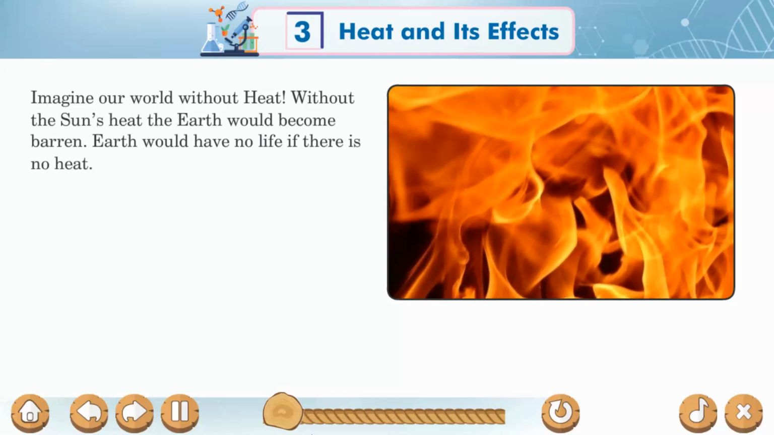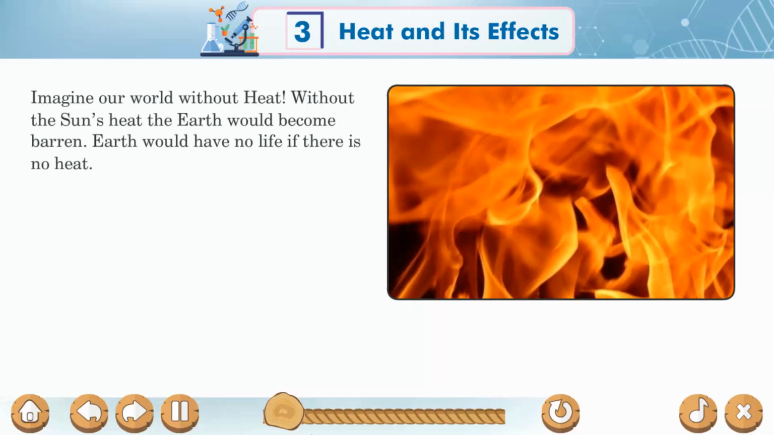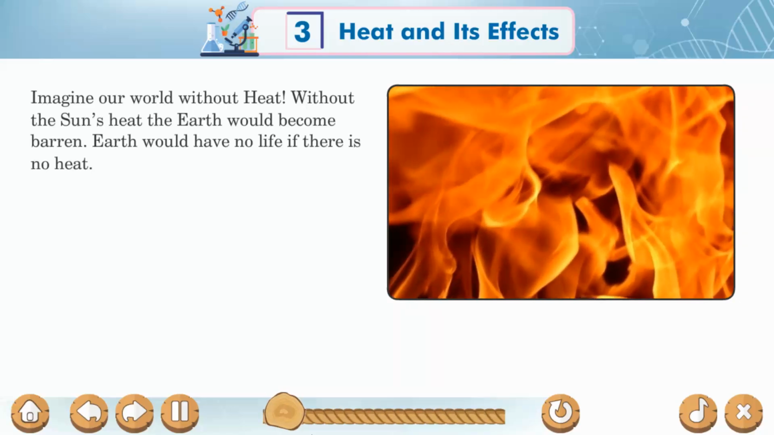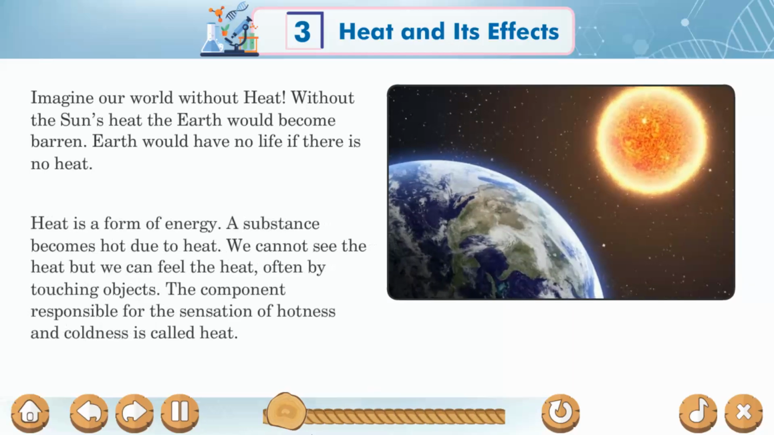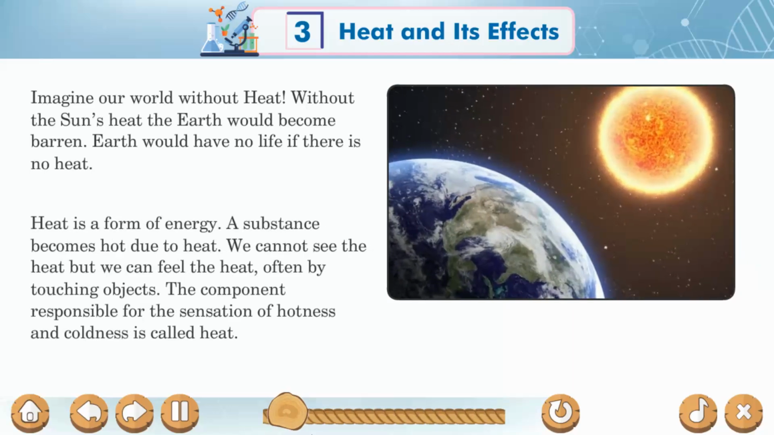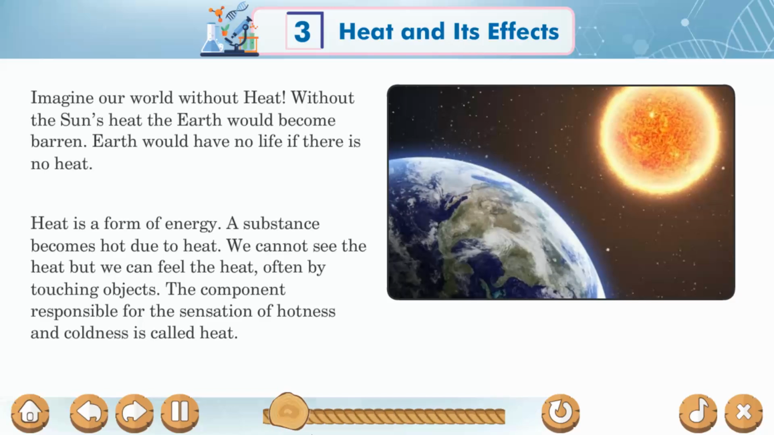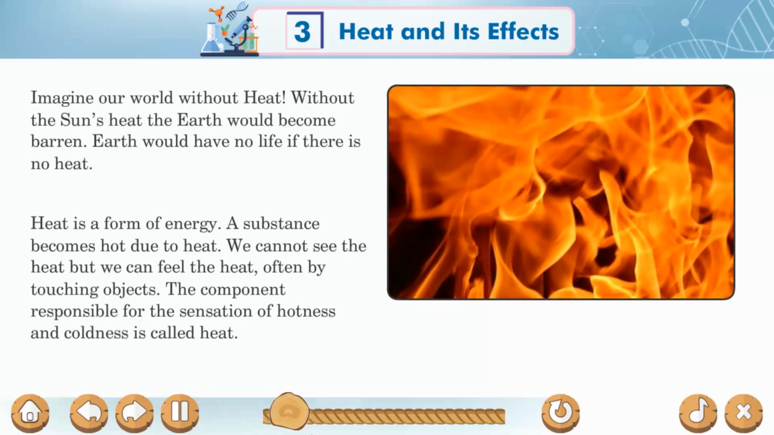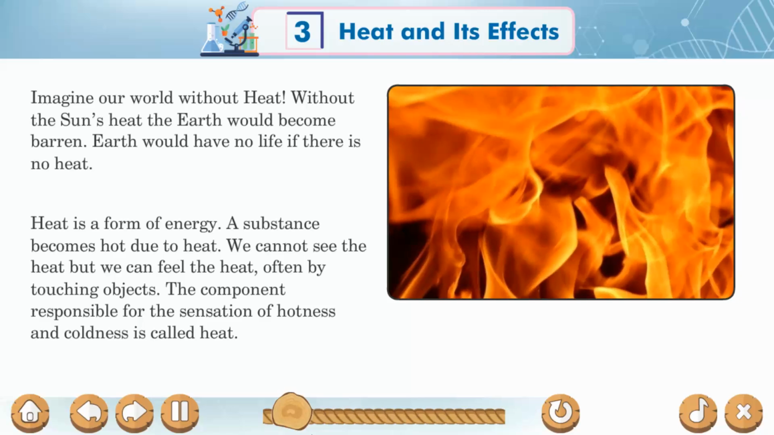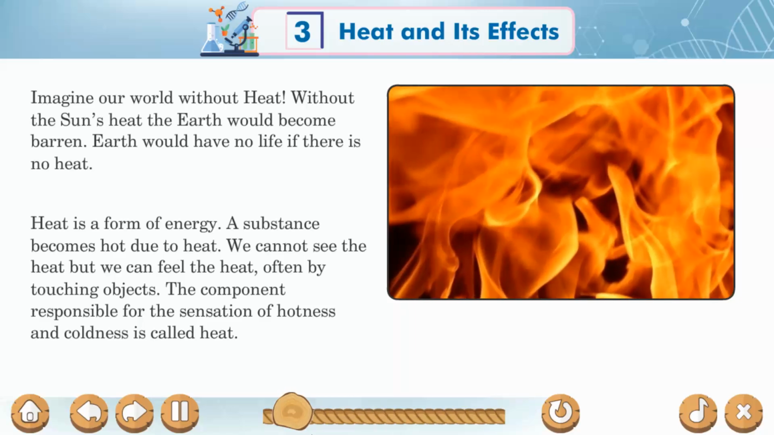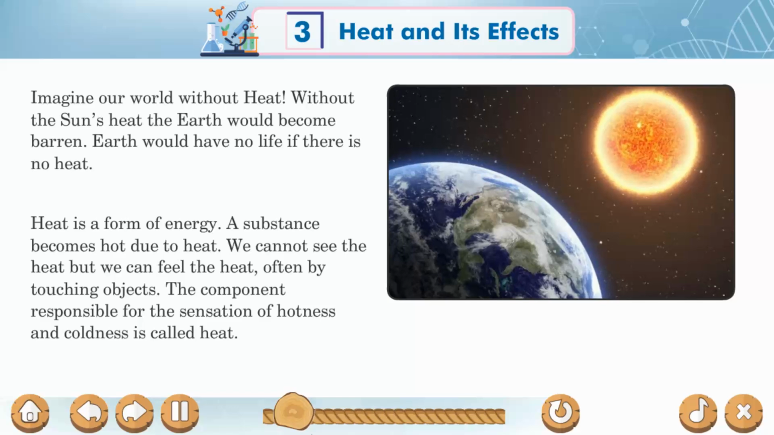Imagine our world without heat. Without the sun's heat, the earth would become barren. Earth would have no life if there was no heat. Heat is a form of energy. A substance becomes hot due to heat. We cannot see the heat, but we can feel the heat, often by touching objects. The component responsible for the sensation of hotness and coldness is called heat.